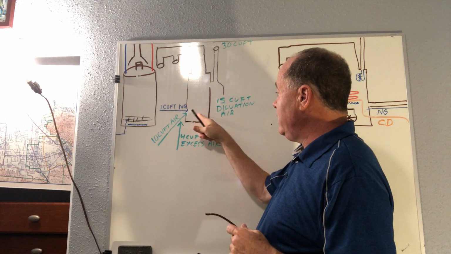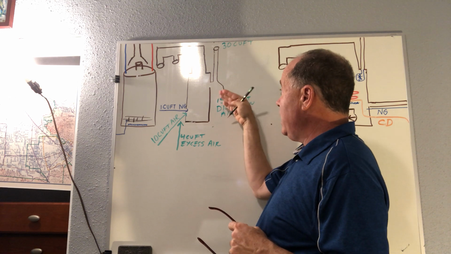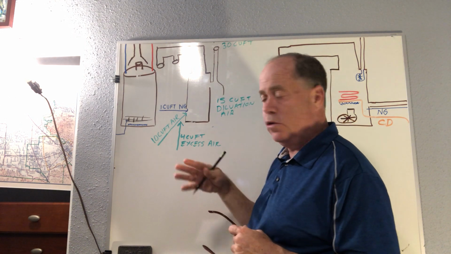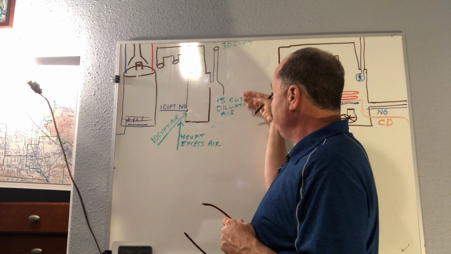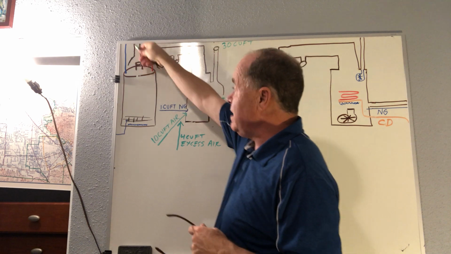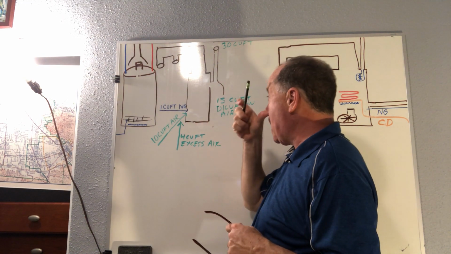And then you have a fire in here, and then you have an opening in the front of your furnace, and these are usually older furnaces, where you'll have 15 cubic feet of dilution air, like the air that came in here from our vent pipe. You'll have that dilution air, okay?